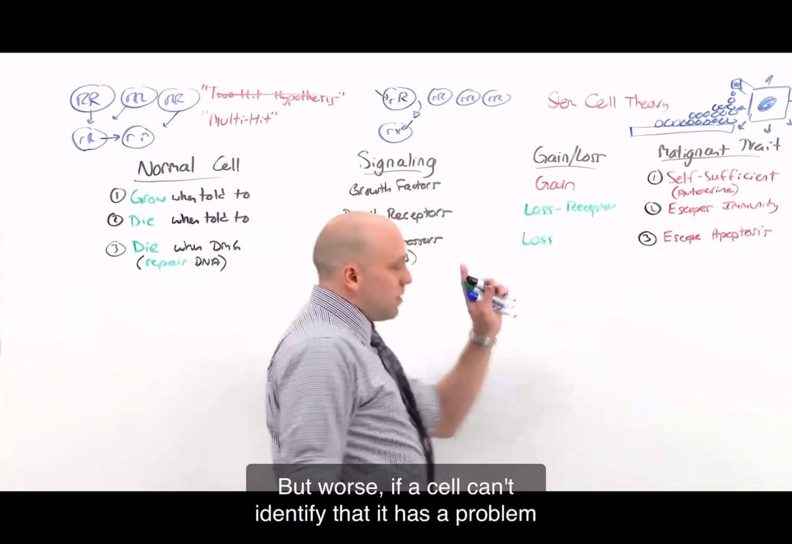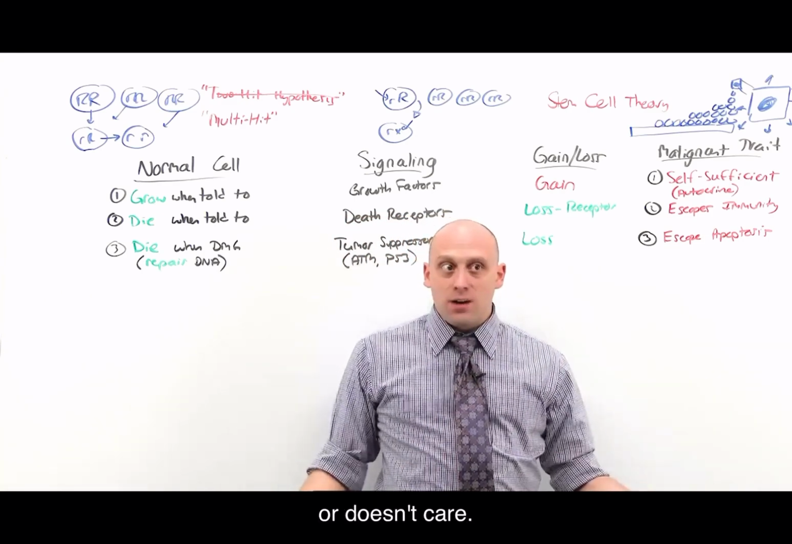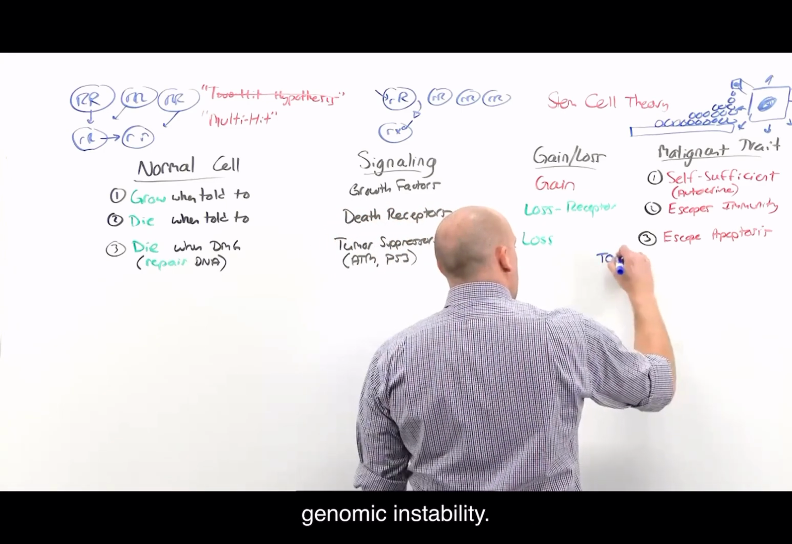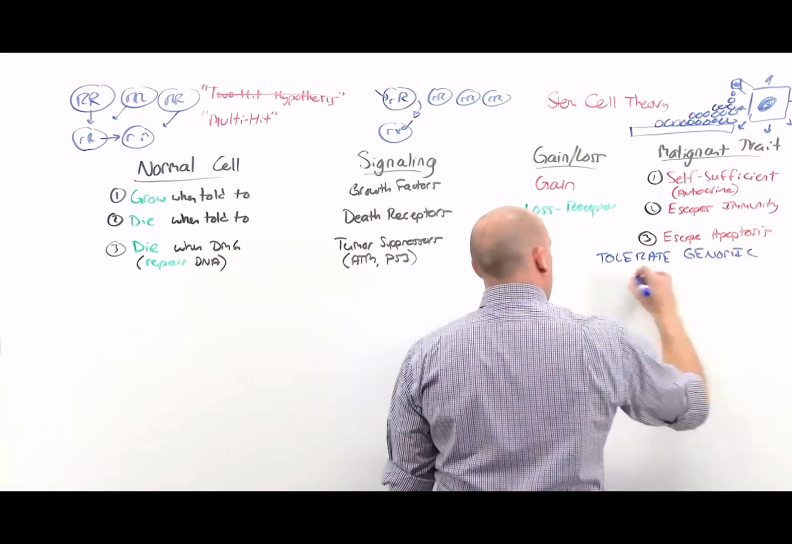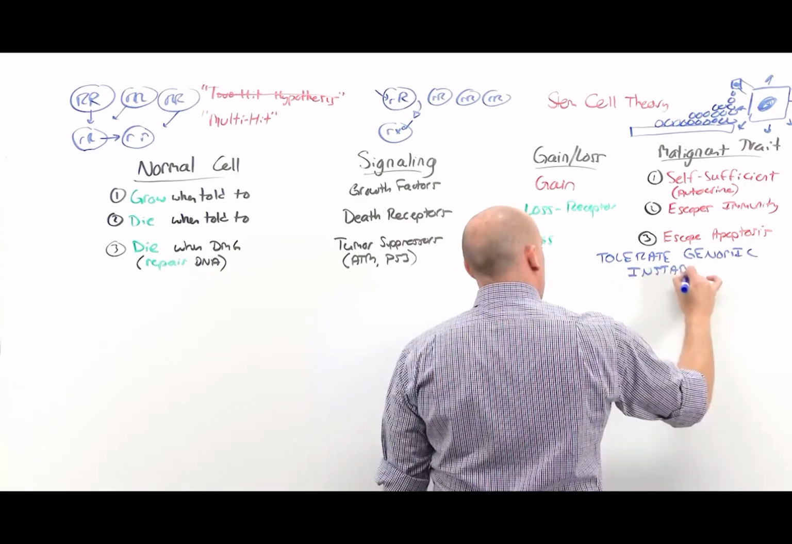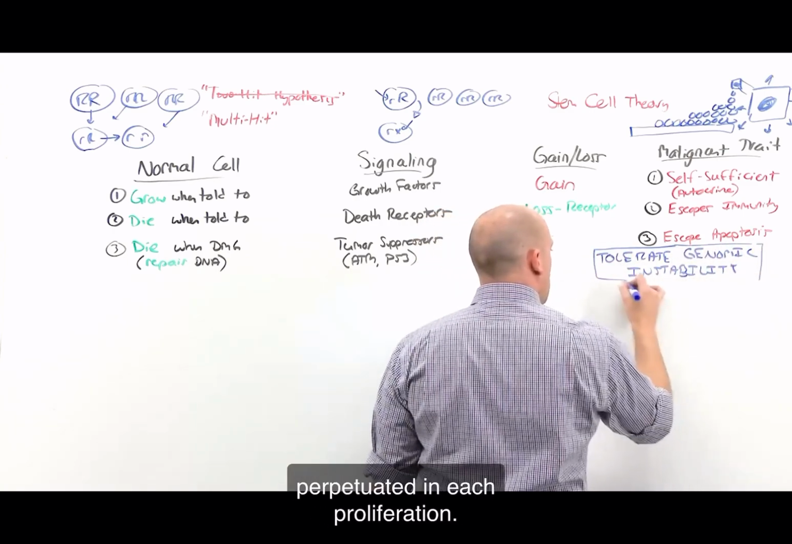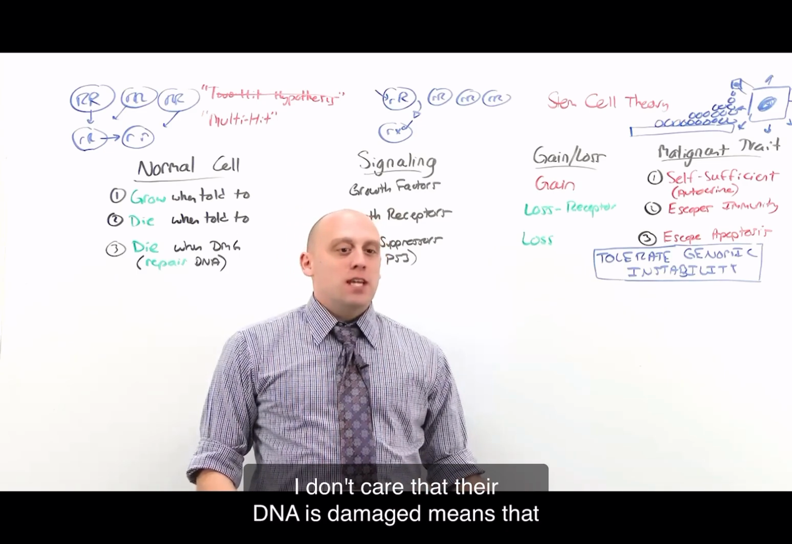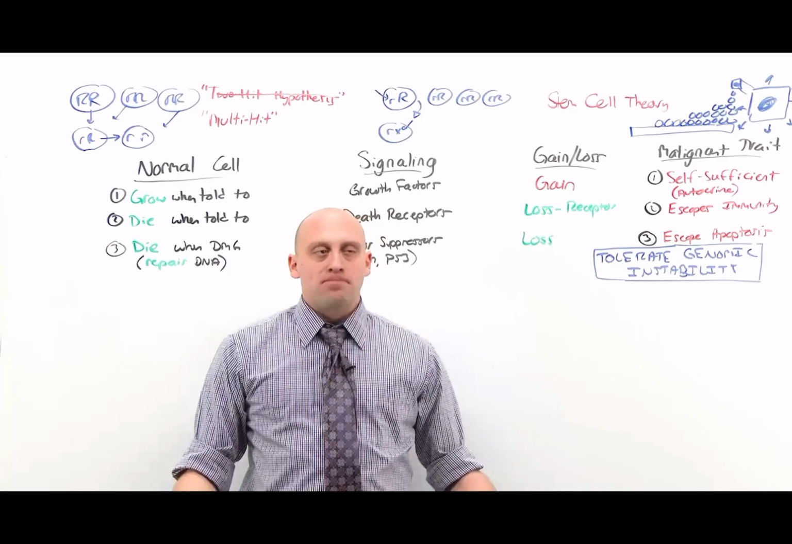But worse, if a cell can't identify that it has a problem with its DNA, won't repair it, or doesn't care, what this opens up is one of the major traits of malignancy, and that this cell will now tolerate genomic instability. The DNA is not repaired, so mutations are perpetuated in each proliferation. The fact that they can't identify or don't care that their DNA is damaged means that more DNA damage will occur, more mutations will accumulate, and there will be more opportunity for mutations.